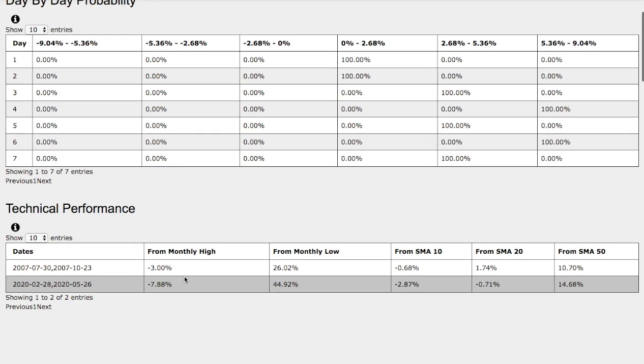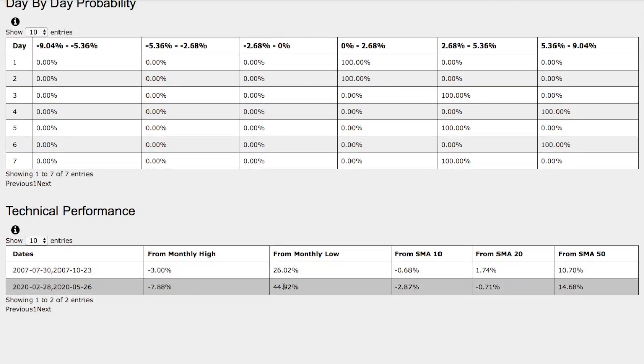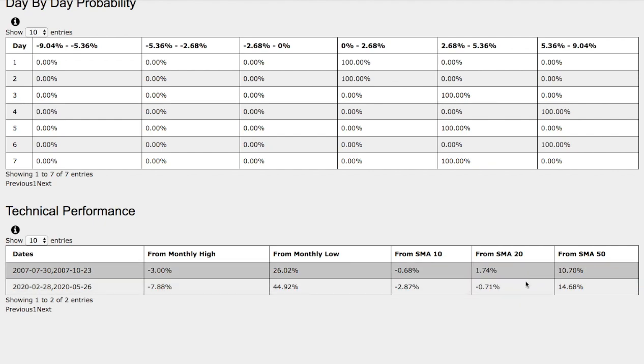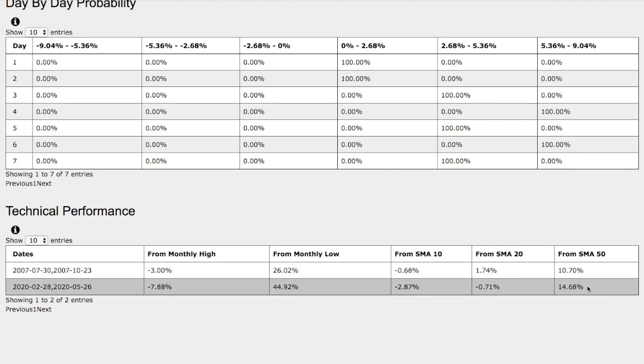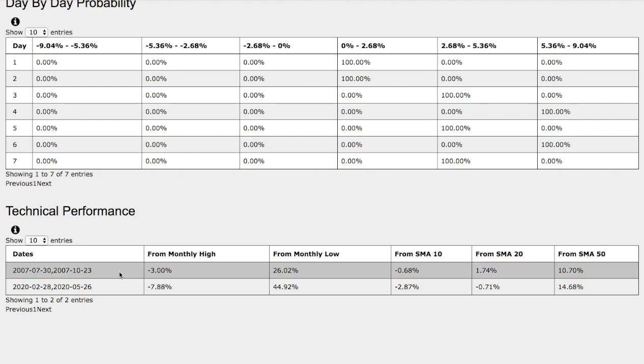On the current trend, we're down roughly 8% from monthly high, up 45% from monthly low, down 3% from the 10 simple moving average, down 71 basis points from the 20 simple moving average, and up 15% from the 50 simple moving average. Now the trend that we just examined, back then it was down 3% from monthly high, up 26% from monthly low, down 68 basis points from the 10 simple moving average, up 1.7% from the 20 simple moving average, and up say 11% from the 50 simple moving average.